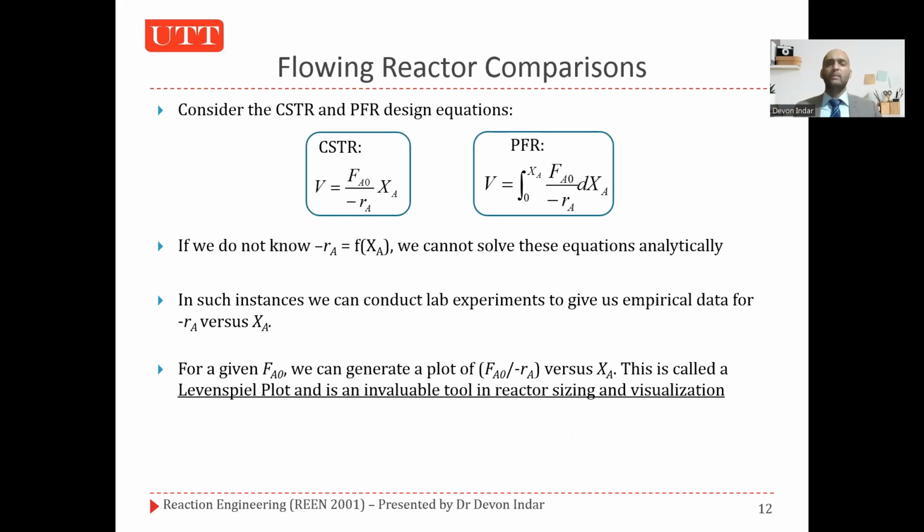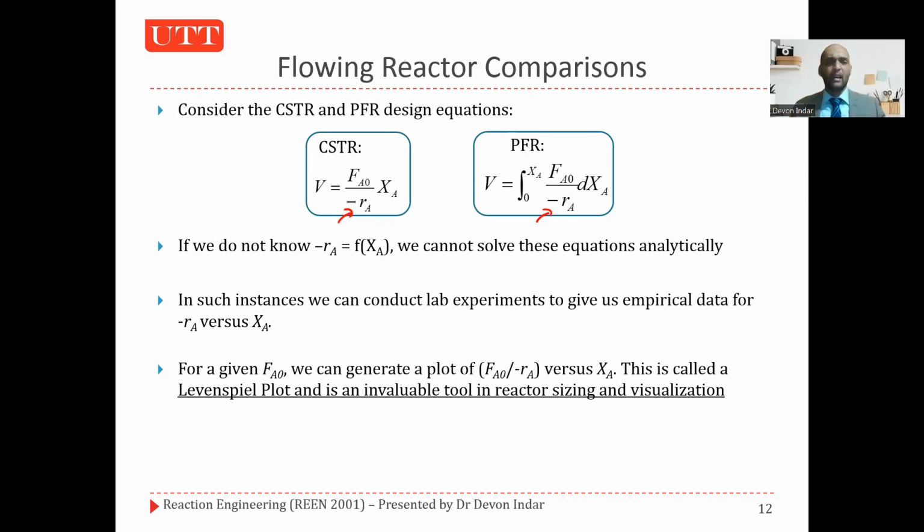So let's look at the two design equations. The clear difference, obviously, is that the plug flow reactor is an integral, whereas the CSTR one is not an integral. But other than that, they are very, very similar in nature. You notice that they both have FA0 on minus RA. The plug flow reactor is an integral with respect to XA, whereas the CSTR is simply multiplied by XA. Now, if we did have minus RA as a function of XA, so if we knew the rate expression or the rate law, we could just plug it in here and solve for the volumes analytically. And that wouldn't be too much of a problem.